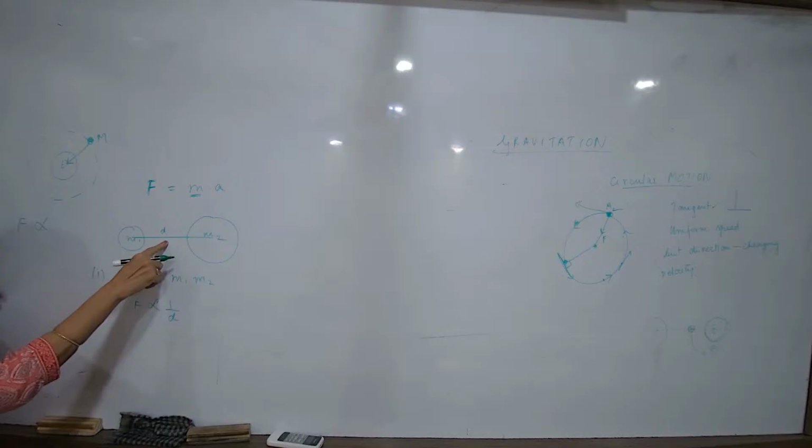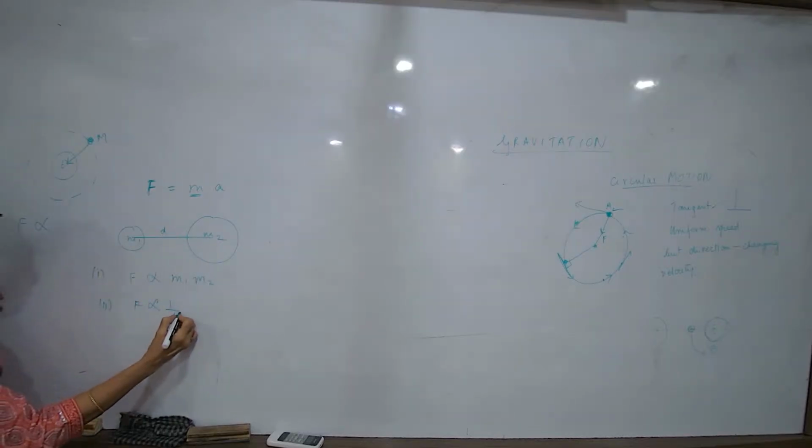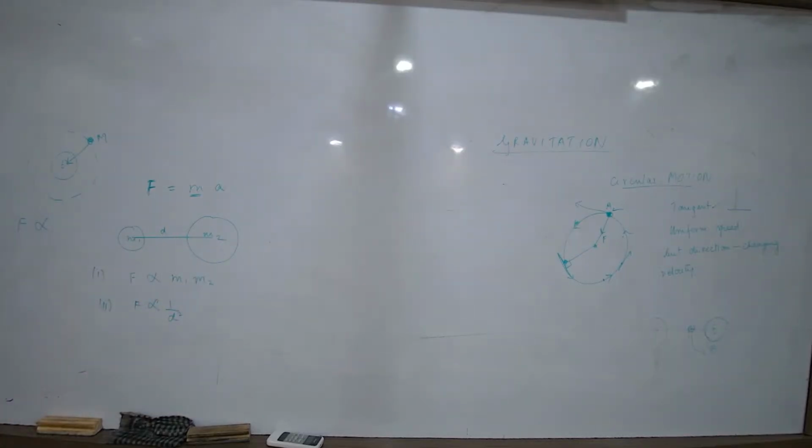D is nothing but the distance between the two objects. It is the square of the distance. D is just to tell you that it's not moving, we're just measuring the distance between the two objects. Okay? So when you are combining these two, what are we getting? F is directly proportional to M1 times M2 divided by D square. Are we okay? Understood?